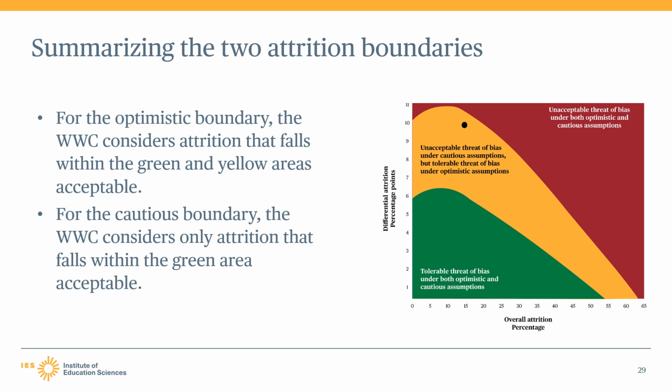For instance, the black dot on the graph represents a study with 15% overall attrition and 10 percentage points of differential attrition. If the WWC were reviewing the study under the optimistic boundary, the study would have low attrition because it falls within the yellow area, and we are operating under optimistic assumptions. Conversely, if the WWC reviewed this study under the cautious boundary, the study would have high attrition because it falls within the yellow area, and we are operating under cautious assumptions. Remember, the WWC review team selects the attrition boundary prior to reviewing any studies.